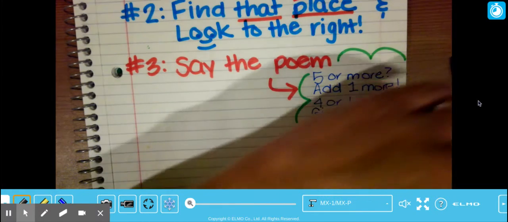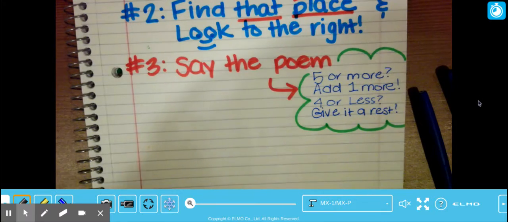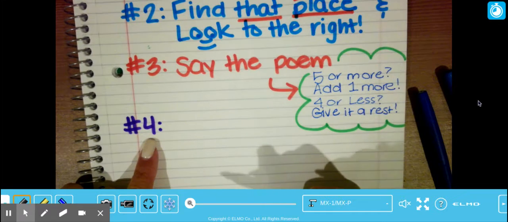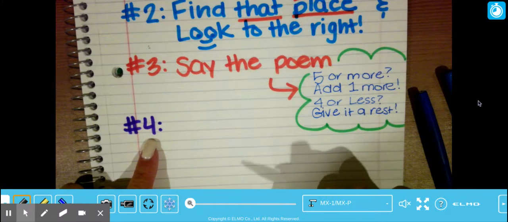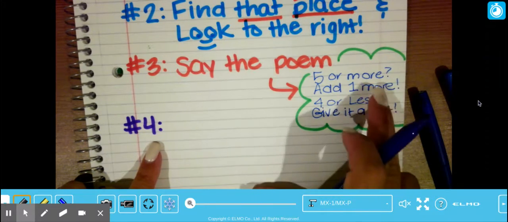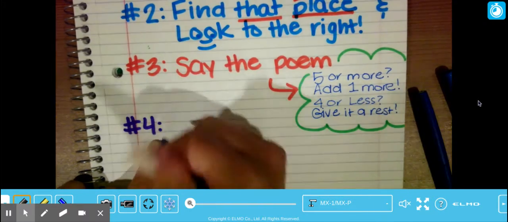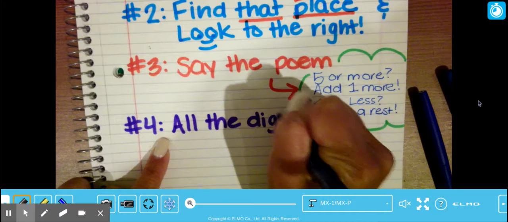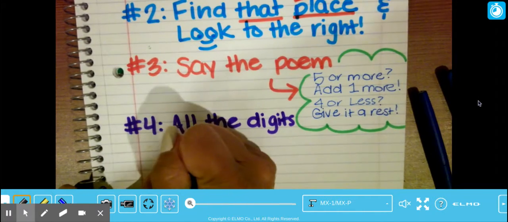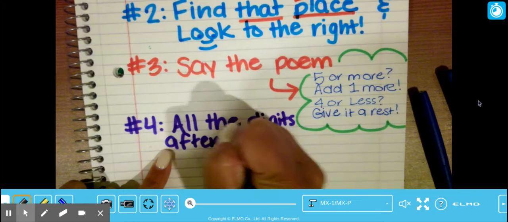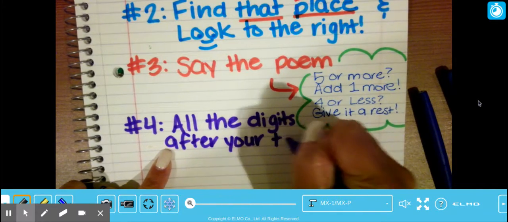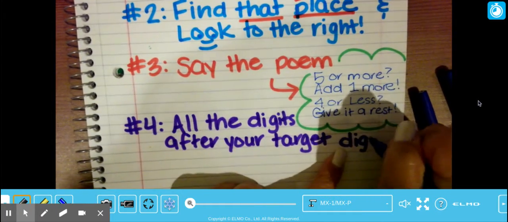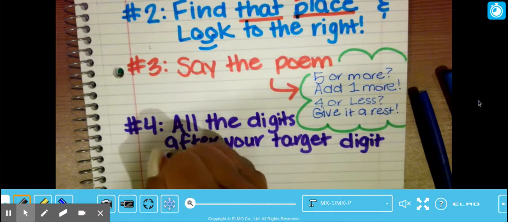And then finally, after we say the poem, then we can actually do what they're telling us to do, right? So we actually will do it. We either add 1 more or we give it a rest. And then all the digits after your target digit become zeros.